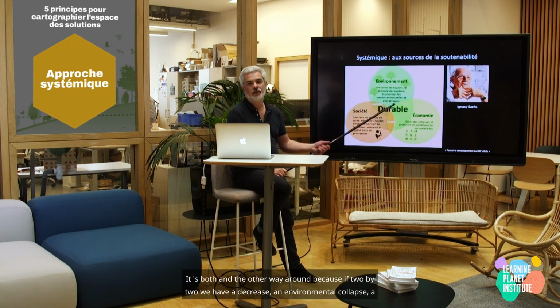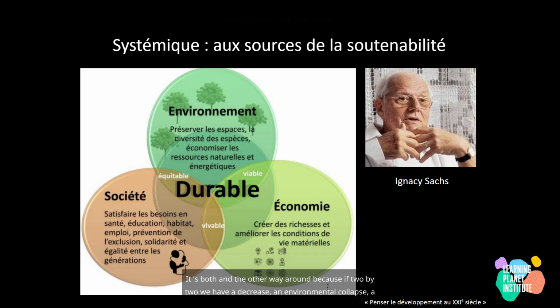It works both ways, because if two by two we have a decrease, an environmental collapse, a resource erosion, an economy that no longer works, or a society that is falling apart, in all cases we have very harsh crises that will worsen the phenomena, especially the environmental phenomena.